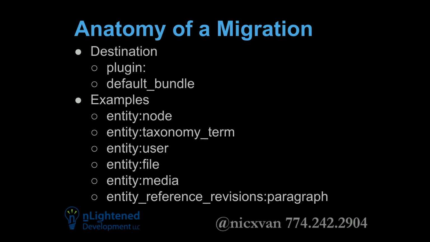So you could say, for example, this particular migration is a node, and it's going into article. Or you can say this entity is a user, and there's usually no default bundle, because usually you don't have bundles for users. Or this is a media entity, and it's going to be an image or a video. So you can set the bundle if you need to, but you can also just say, hey, in this particular migration, I'm only migrating images.